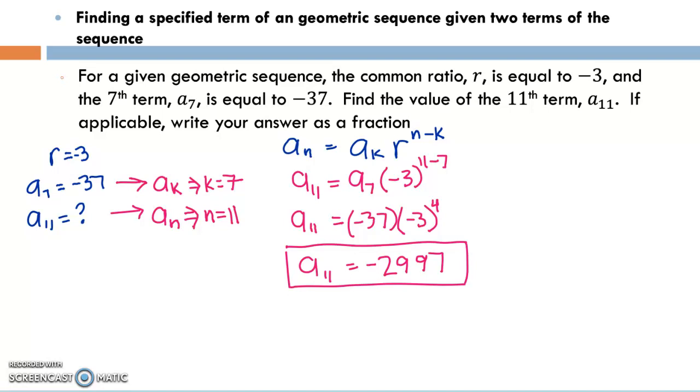Now, let's say, maybe hypothetically, that you were given two terms and one of them was not the first term. So let's say you were given a7 and you were given a11, and then you were told to find a13. You would first have to find r. There's a very similar problem to something like that in the arithmetic sequence videos that you can go ahead and watch and then see if you can apply it to the geometric sequence.